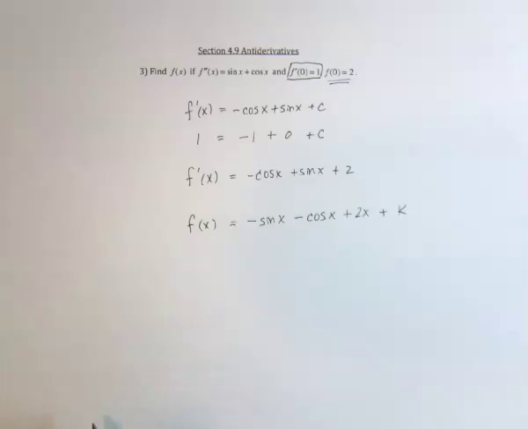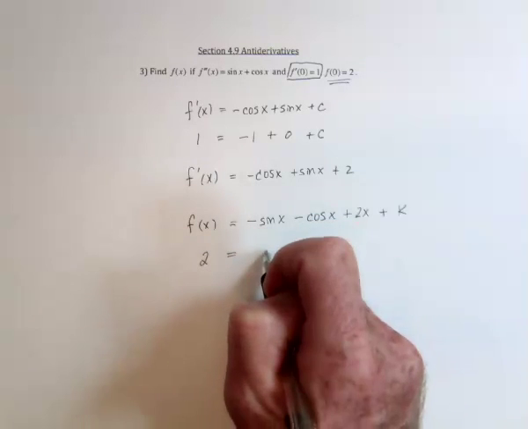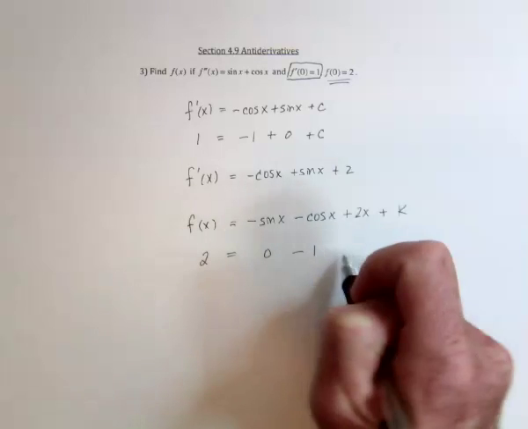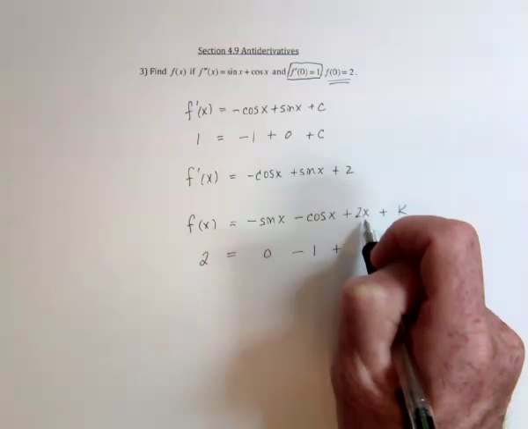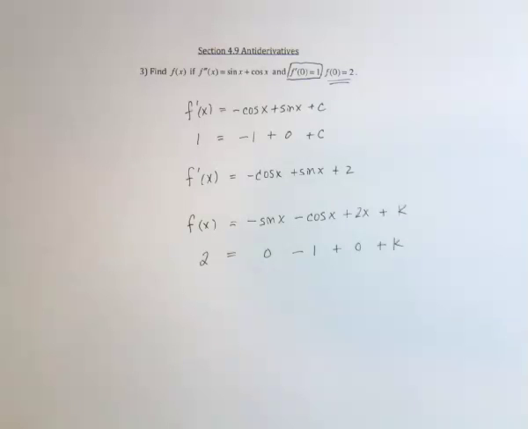And this will help us solve for k. So on this side would go a 2. Sine of 0 is 0. Cosine of 0 is 1. Substitute x equals 0 right there. And it looks like k is equal to 3.